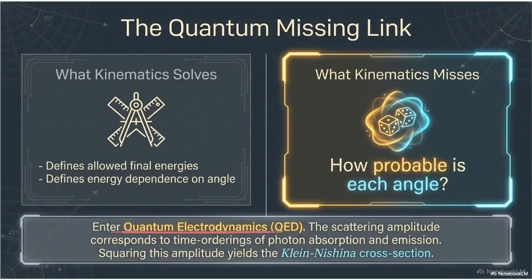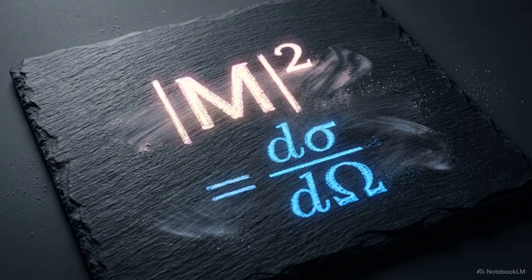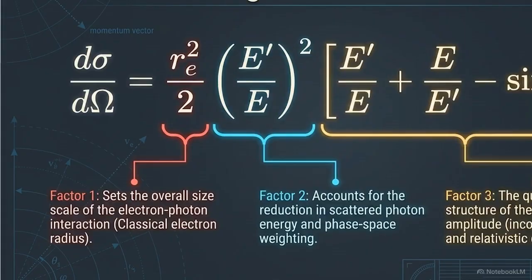Quantum electrodynamics, or QED, provides the necessary calculations for these transition probabilities. QED evaluates the time-ordered amplitudes for the electron absorbing and emitting the photon. Squaring this total scattering amplitude yields the Klein-Nishina differential cross-section. The Klein-Nishina formula drives medical physics.